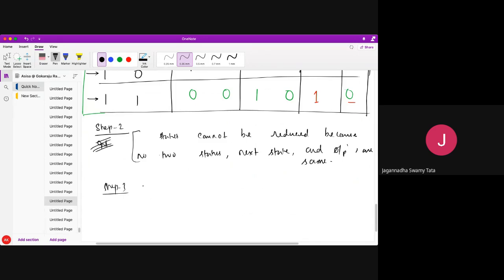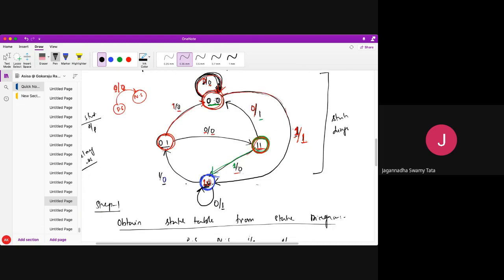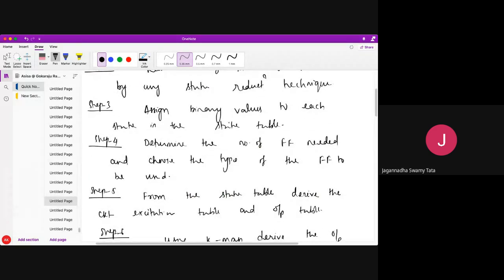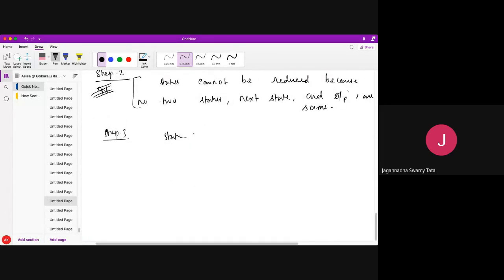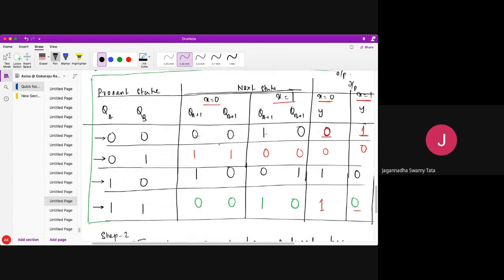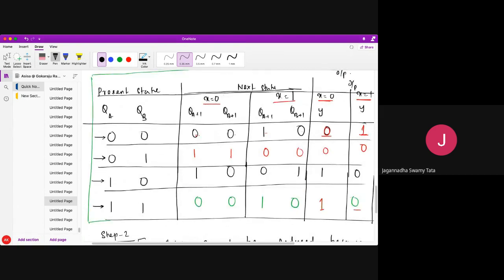Okay, step 3. What you have to do in step 3 is the state assignment. Step 3 is here: assign binary values to each state in the state table. Assigning binary values to each state in the state table is called state assignment. Already in the state table you can see the states are in binary values. This is 00, 01, 10, 11. These are all binary numbers only.